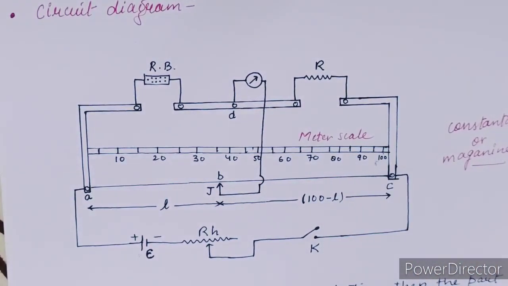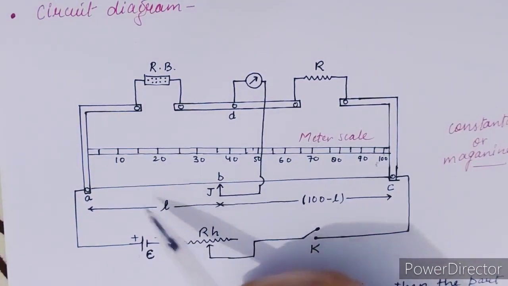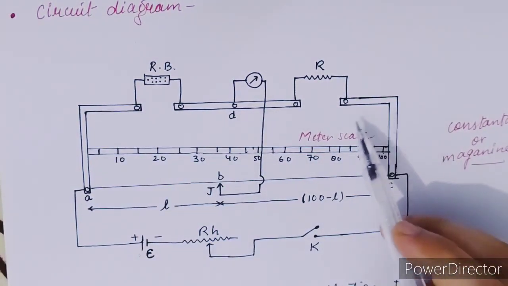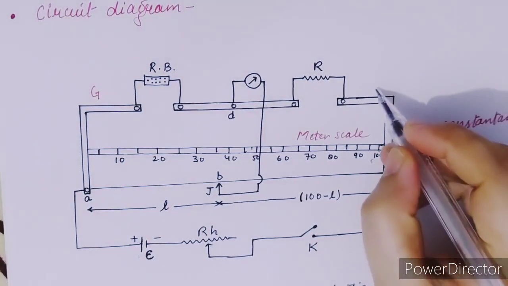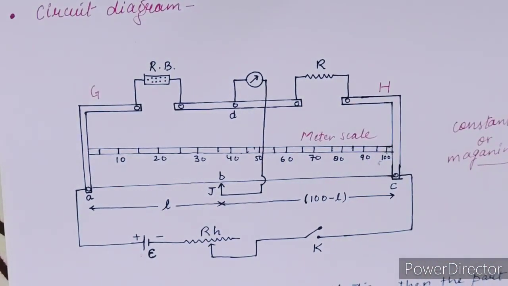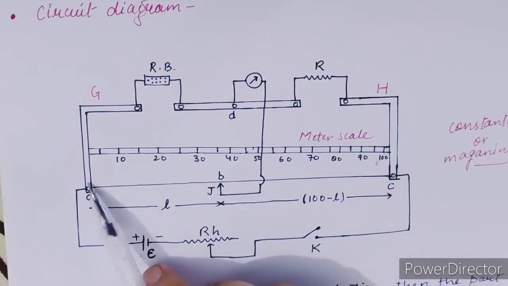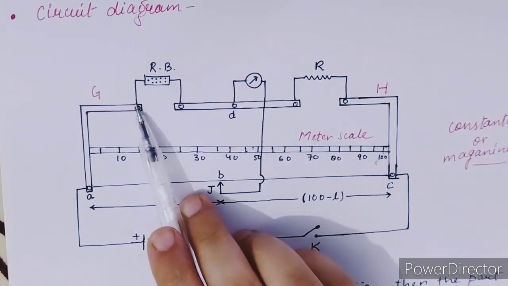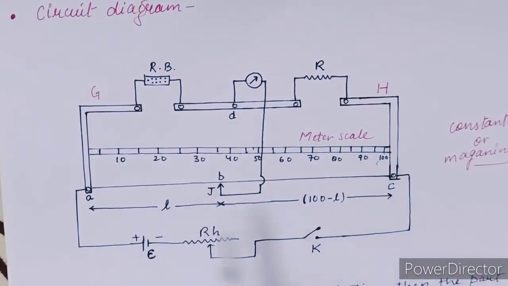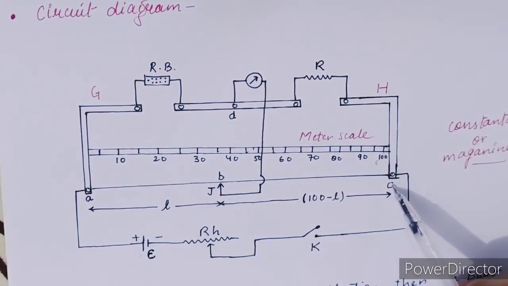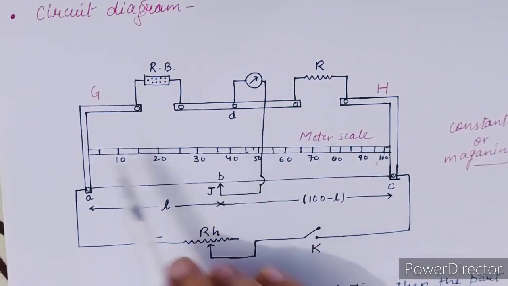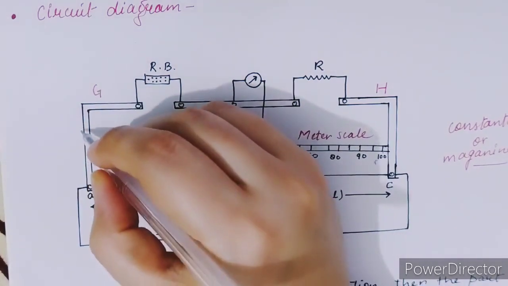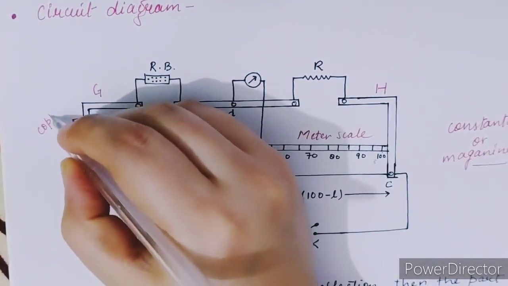Clear? Now, two L-shaped copper strips. Let's label them: suppose this is your copper strip G, and this is your L-shaped copper strip H. So the two L-shaped copper strips G and H are joined with the screws A and C. Another copper strip is connected between the two L-shaped copper strips. Remember, this strip is also copper.